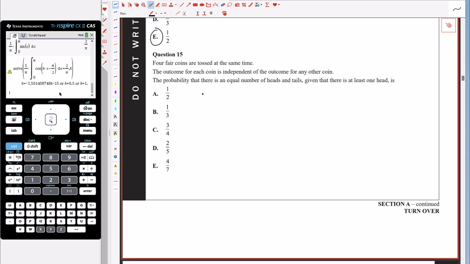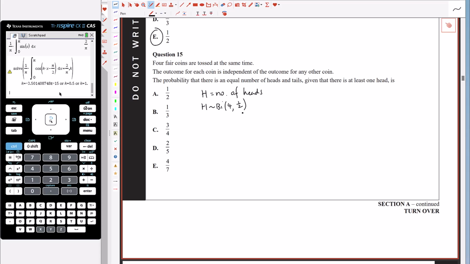So we're interested in heads. So if h is going to be the number of heads, h is binomial. We're tossing the coin 4 times, or we're tossing 4 coins. There's a 50-50 chance of being a head. Independence means we can use binomial.